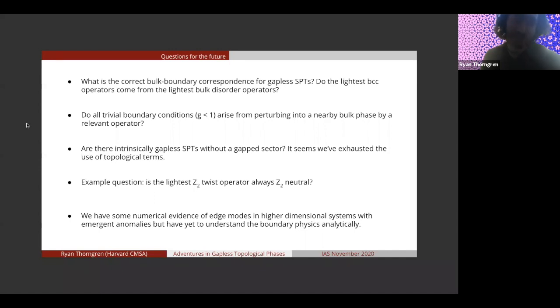And of course, I told you about 1+1D, but I can't help but mention that we have some numerical evidence of edge modes in higher dimensions, and we're very interested in understanding the boundary physics of those. So thank you very much.